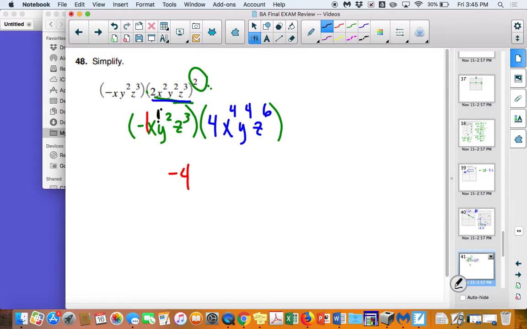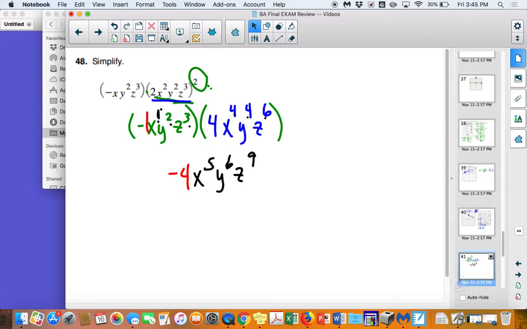So I've got a 1 here, I've got a 4 there, that gives me a total of 5. Y has a 2 and a 4, which gives me a total of 6. Z has 3 and 6, which is a total of 9. So now you got it completely simplified.